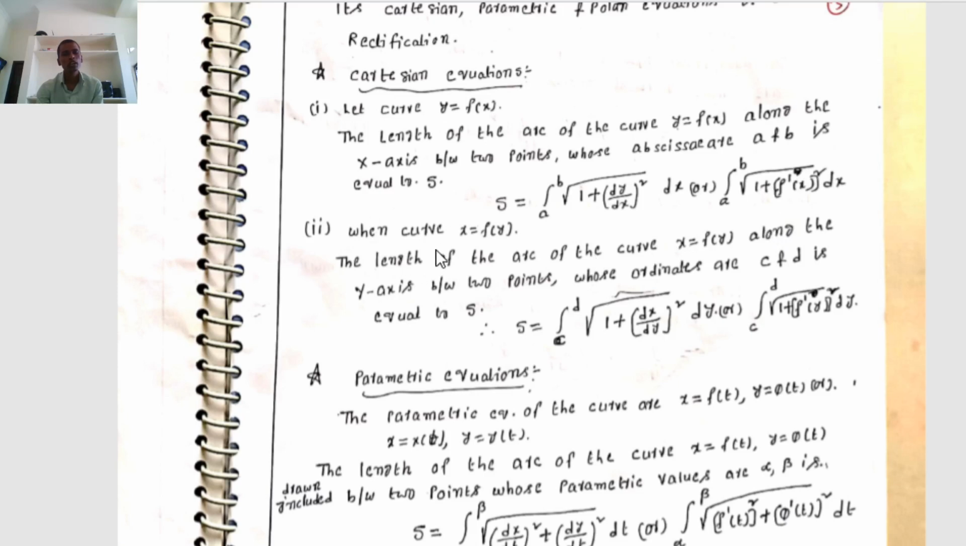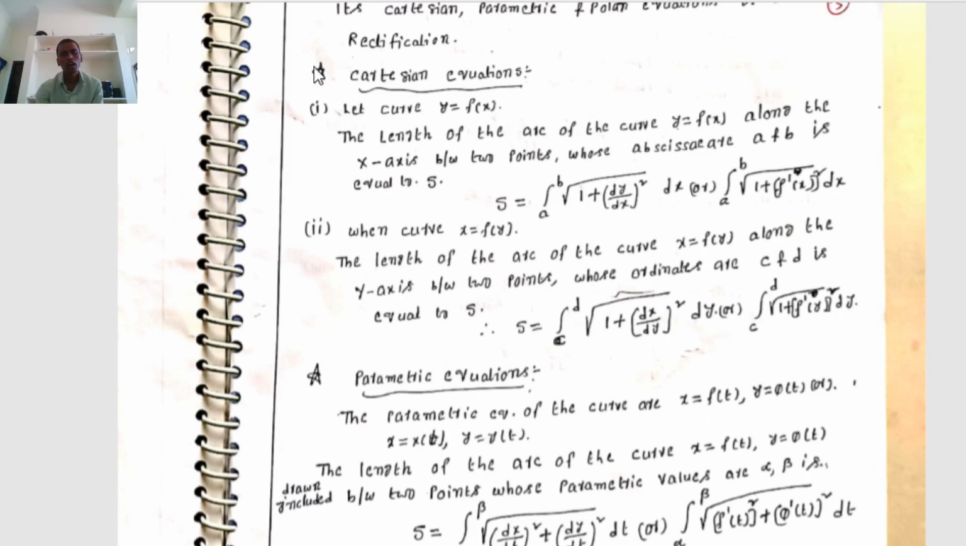Suppose the curve is defined in terms of x equal to f of y. The length of the arc of the curve x equal to f of y along the arc with respect to the y-axis, whose y limits are c and d, is s, where s equal to integration c to d square root of 1 plus (dx by dy) square into dy, or integration c to d square root of 1 plus (f dash of y) square into dy.